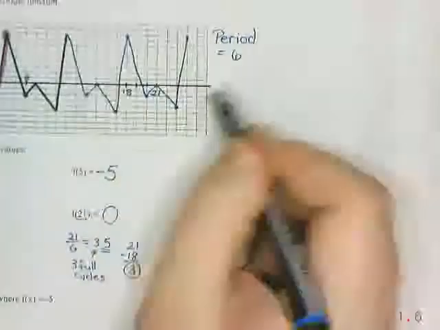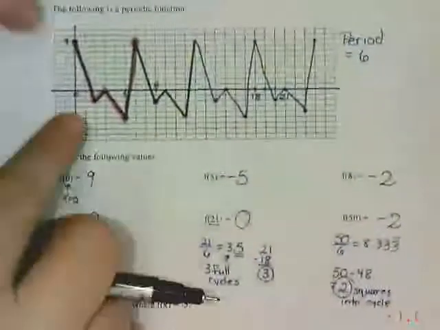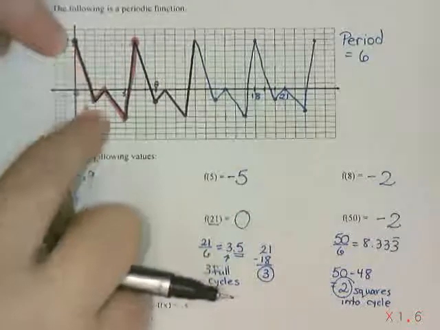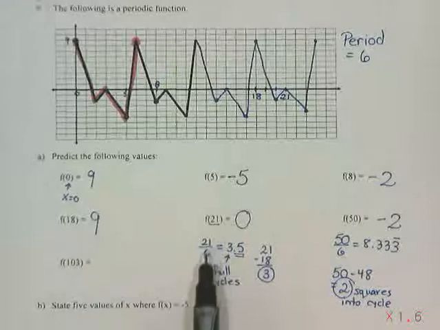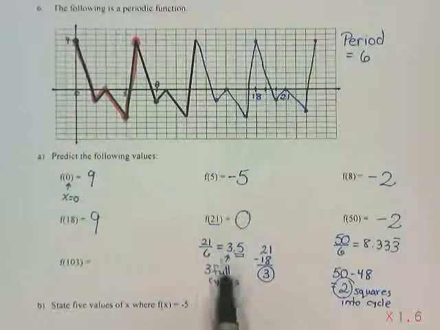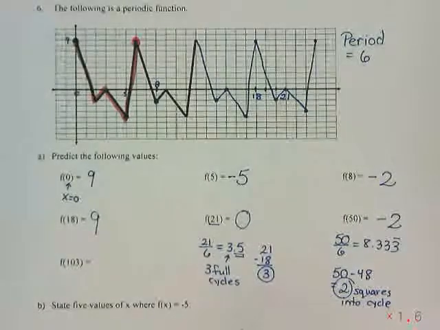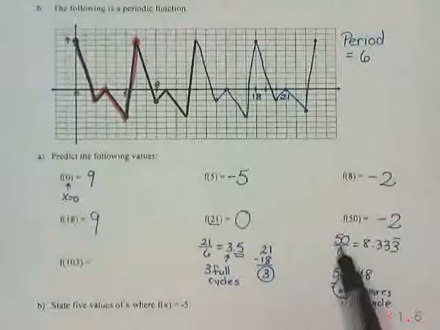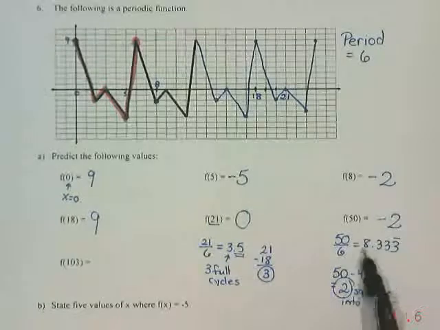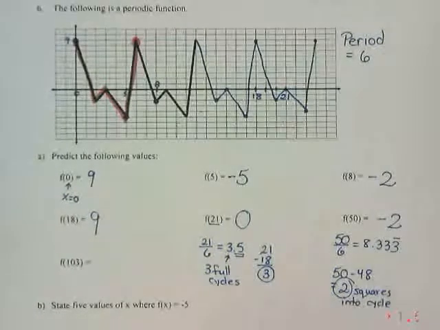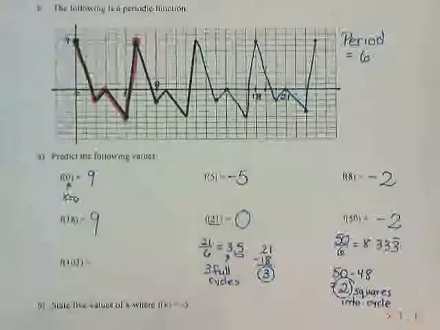You could just keep drawing, or what you do is you use your knowledge of one cycle, right? And you could actually, for these ones, just subtract. You could have done 21, take away 6, take away 6, take away 6, until you end up with a number less than 6. That would work as well. And here we could have done 50, take away 6, take away 6, take away 6. We would have done it 8 times. And then when you get a number less than 6, that'll tell you how far into the next cycle you are.